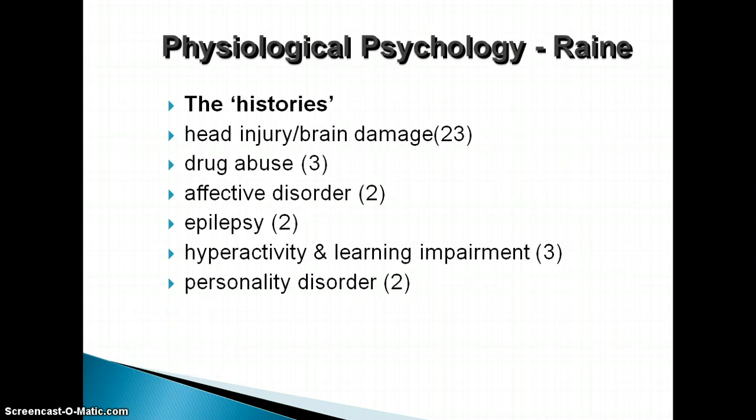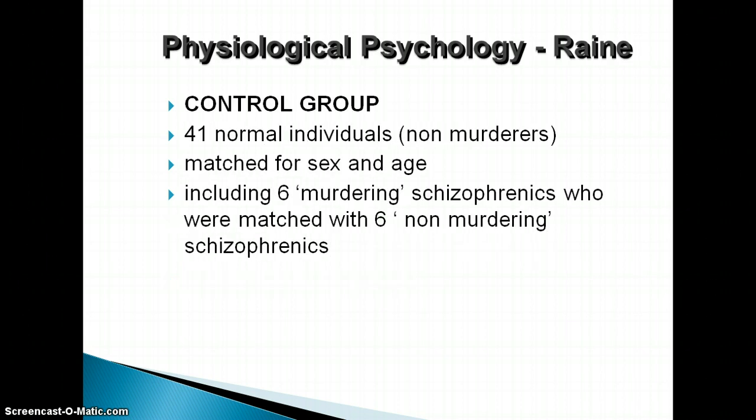Some had brain injuries, some had drug abuse, some had a history of epilepsy, some had a personality disorder, things like that. And what we did was we compared them to a control group. This was 41 normal individuals, non-murderers, matched for sex and age, matched on other things like whether they had schizophrenia. So there were 6 with schizophrenia in each of the conditions.